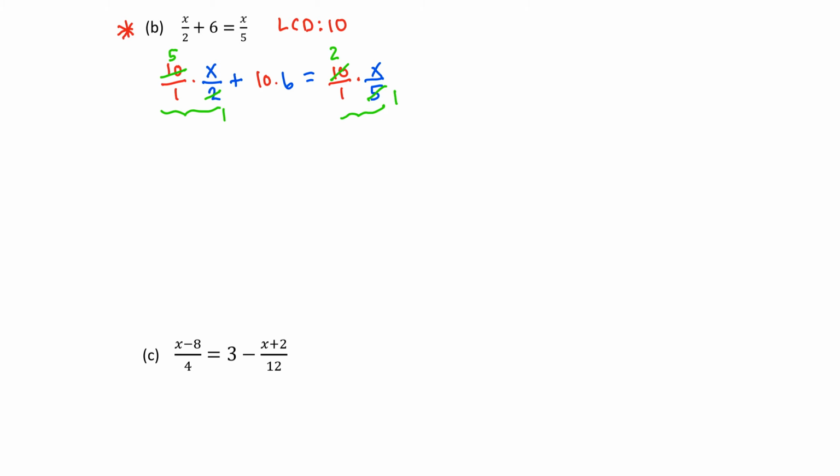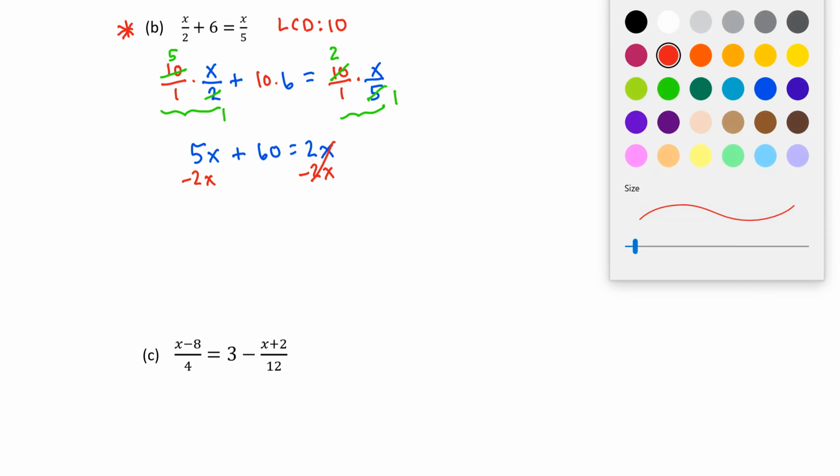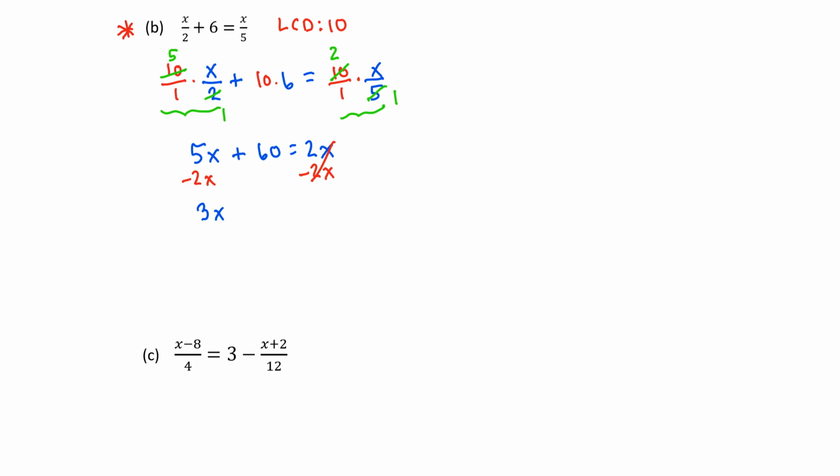Let's see what's left. 5 times x gives us 5x. 10 times 6 is 60, and we have 2x left over here. So by multiplying each term by the lowest common denominator, we were able to clear the fractions and make our equation a little easier to solve. Next, I'm going to collect variable terms on the left. We can do this by subtracting 2x from both sides. That's going to leave behind 3x plus 60 and a 0 over here on the right.